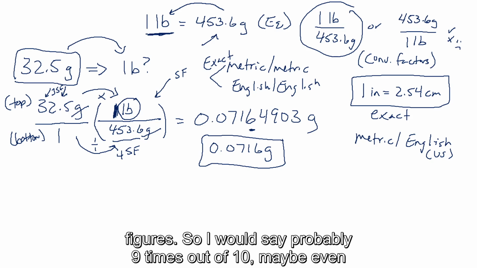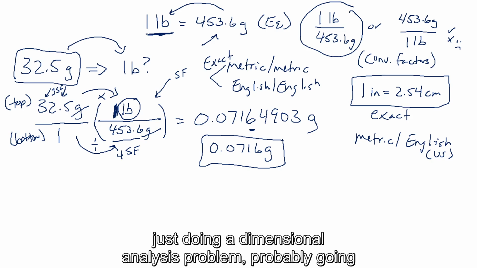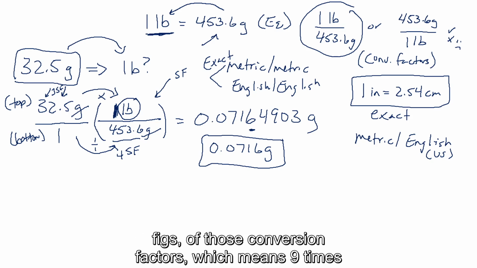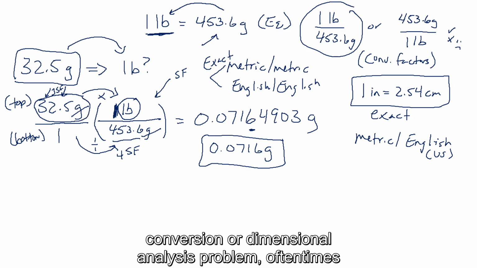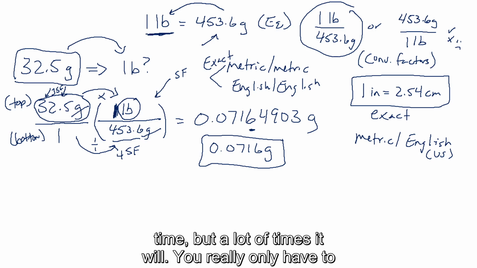So I would say probably 9 times out of 10, maybe even a little more, if you're using a conversion factor and you're just doing a dimensional analysis problem, it's probably going to be an exact number. You don't have to worry about the sig figs of those conversion factors, which means 9 times out of 10, the first number you start with in your conversion or dimensional analysis problem oftentimes will have the correct number of significant figures. Not all the time, but a lot of times it will.